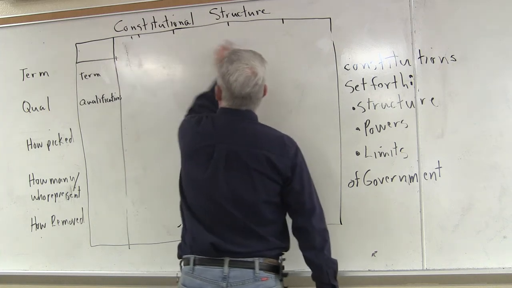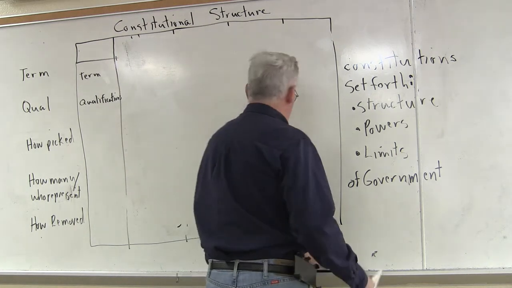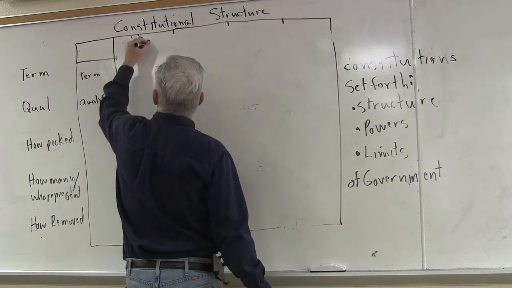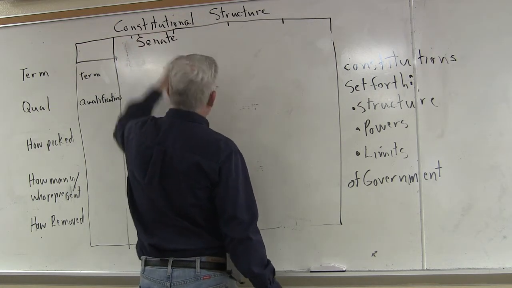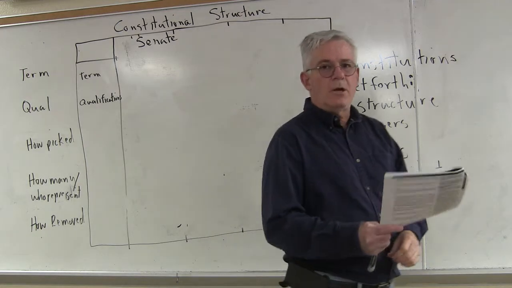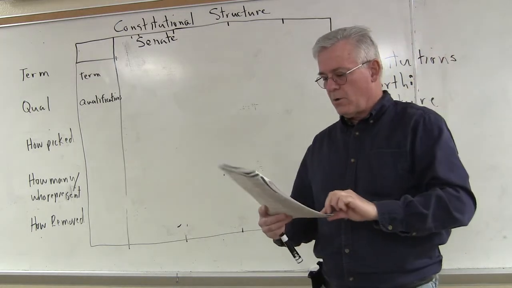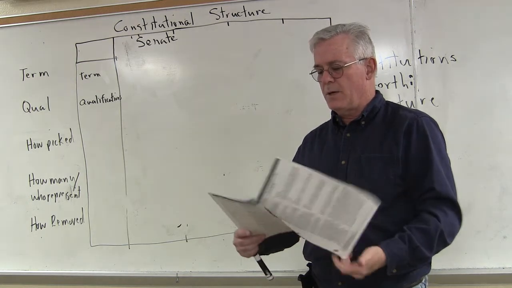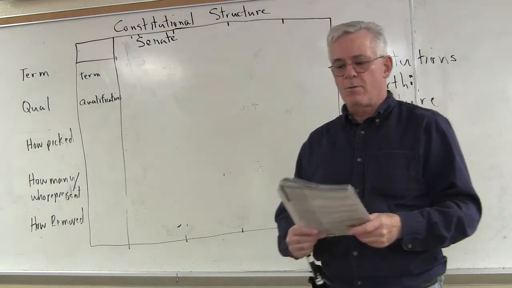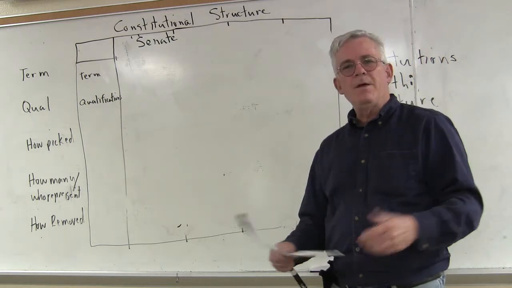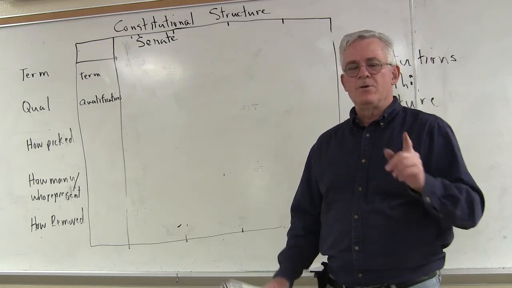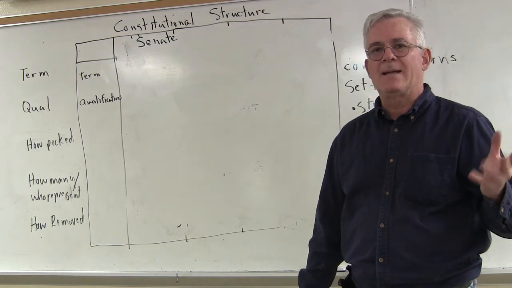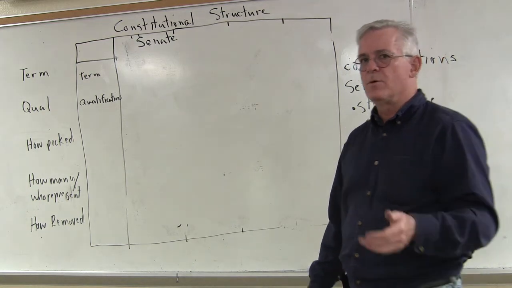We're going to go to the Senate. All right, now let's go to the Senate column. Article 1, Section 2 dealt with the House. Go to Article 1, Section 3. Guess what Article 1, Section 3 deals with? Article 1, Section 3 deals with the Senate. Why did they list the House first? As you're going to see, they listed the House first because the House was most closely connected with the people.